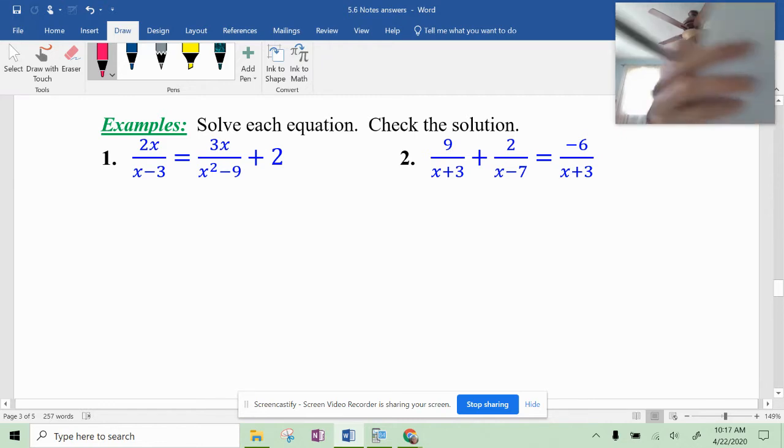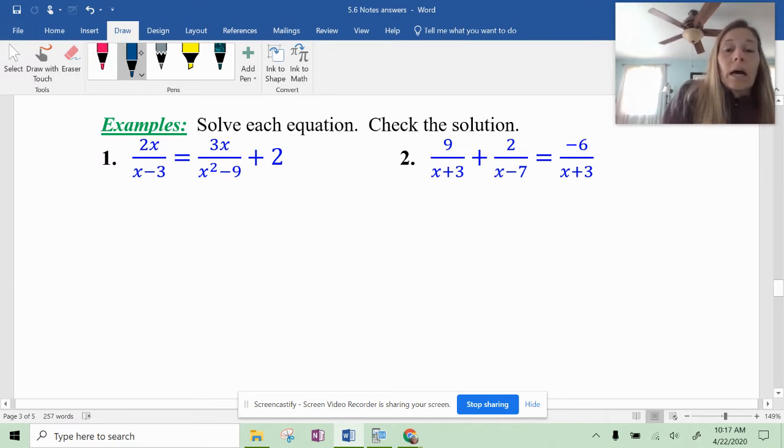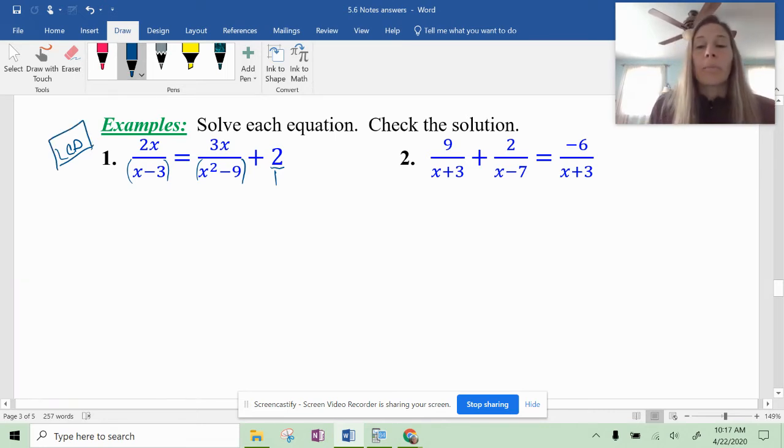Except there's a couple that it won't work for. So number 1 here will not work for cross multiplying because you have 3 different denominators. So this is an x minus 3. This denominator will be x plus 3x minus 3, and this is just a 1. So you'll have to use your LCD method here. So we're going to save that one for a little bit later.